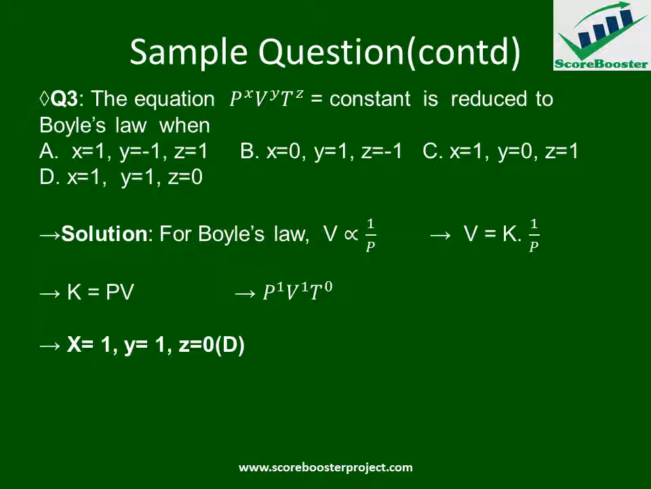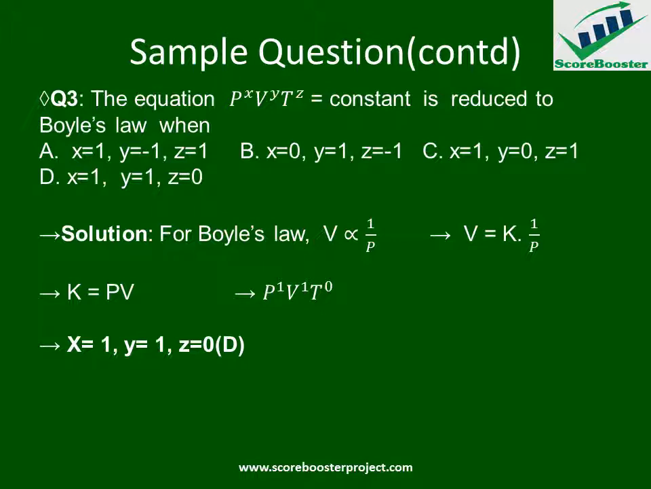Now into solution. For Boyle's law, you remember that the volume of a fixed mass of gas is inversely proportional to P. And if we introduce the constant of proportionality, we have phi equals k times 1 over P. So if we make k the subject, we have k equals p phi. So if k equals p phi for Boyle's law, that means there is no T because the temperature is constant.